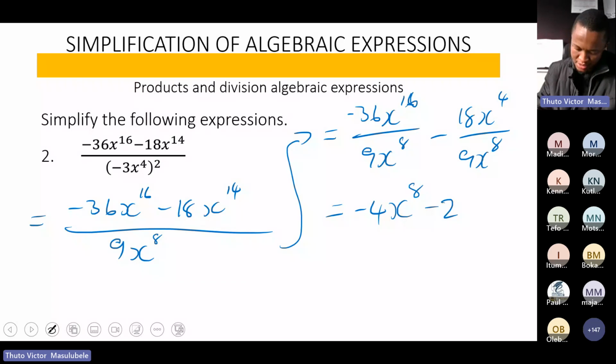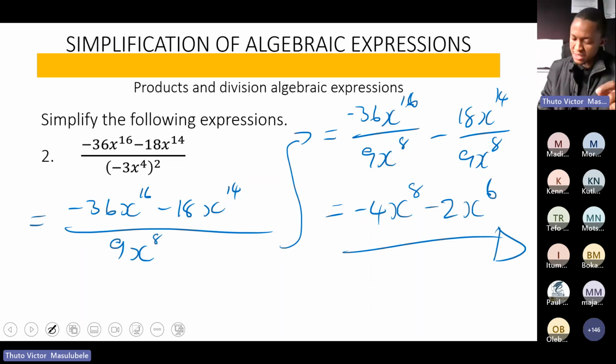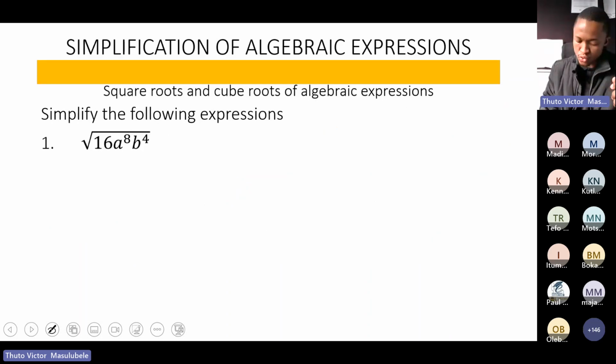Then you keep the base. You keep your base when dividing by the same base, keep the base and subtract exponents. So 14 minus 8 will give us 6. Now then, let's check. Are these two like terms? No, they are not like terms, because even though they have the same variable, they do not have the same exponents. So in other words, our solution will remain that. That will be the final simplified solution.